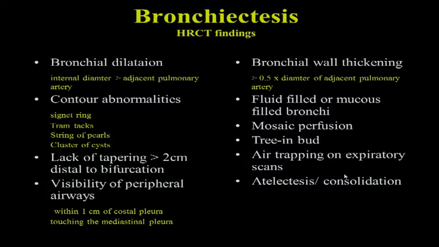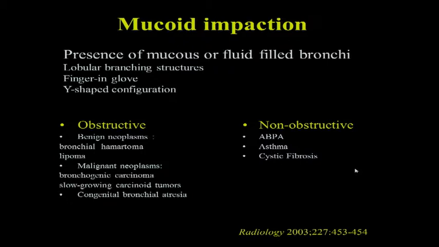Presence of mucus or fluid-filled bronchi, lobular branching structures. This is called finger in glove or Y-shaped configuration. Now, mucoid impaction can be of two types. Could be obstructive or non-obstructive. Let's go to the non-obstructive. The non-obstructive variety is ABPA, that is allergic bronchopulmonary aspergillosis, asthma, and cystic fibrosis.